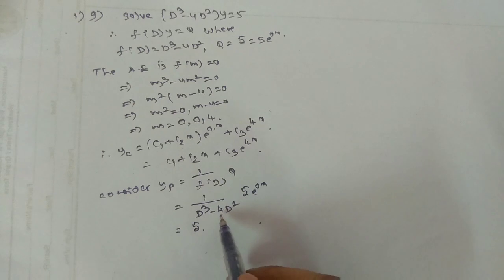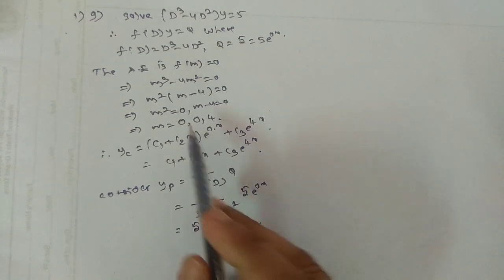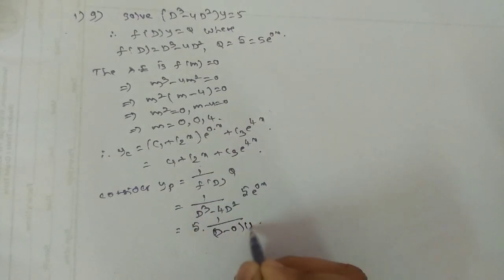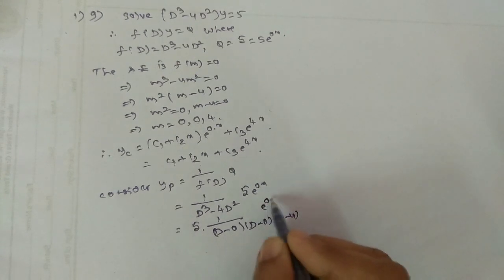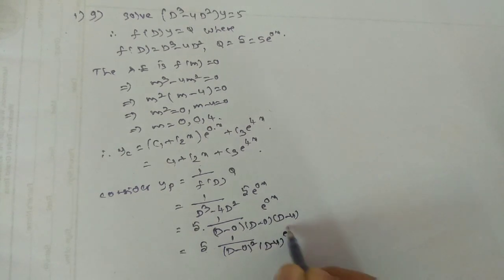In that case, it should be written in the factors. So what are the factors here? 0, 0, 4. So I can write D minus 0, D minus 0 and D minus 4. This is e power 0x, you are writing as it is. It is equal to 5 times 1 divided by this, you can write D minus 0 whole square into D minus 4, e power 0x. Now what is the next step?